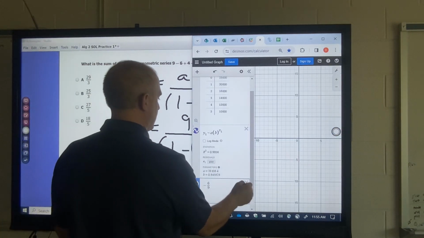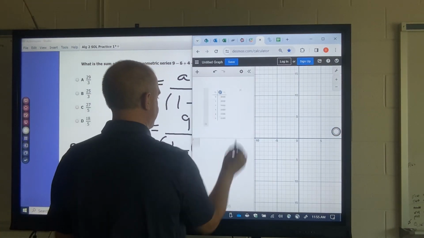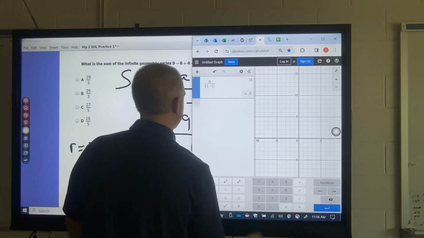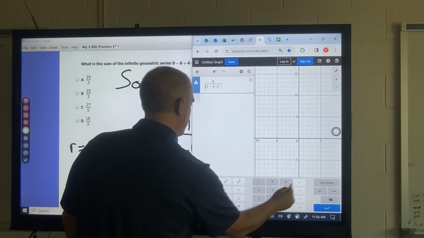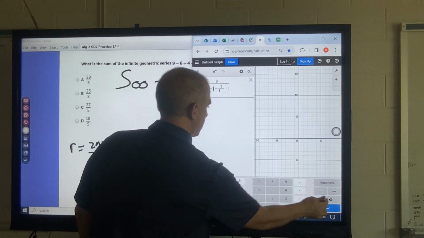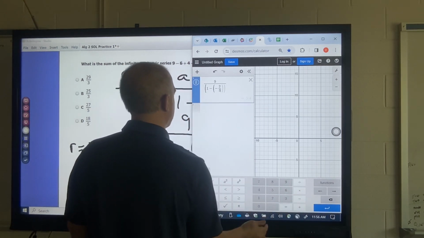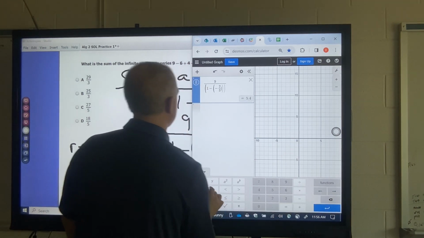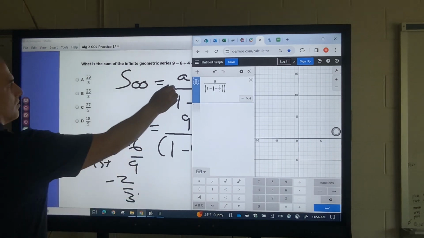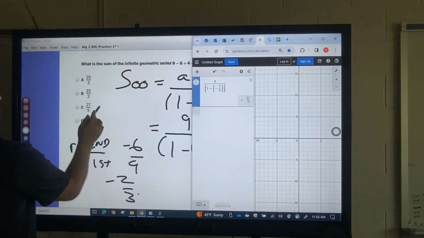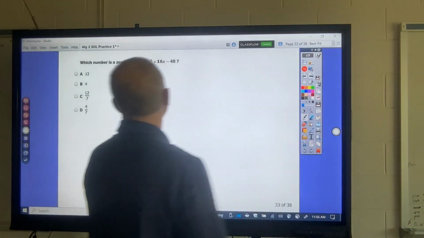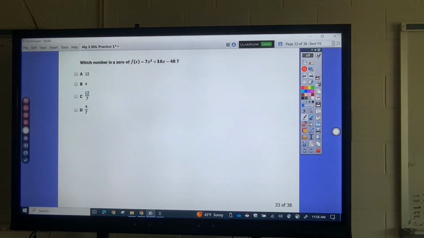Okay, so 9 divided by 1 minus negative 2 divided by 3, whoops, hit over, close that parentheses, close that one. That gives me 5.4, and if I hit that, it tells me 27 over 5. Okay? All right, what is the 0 on this?